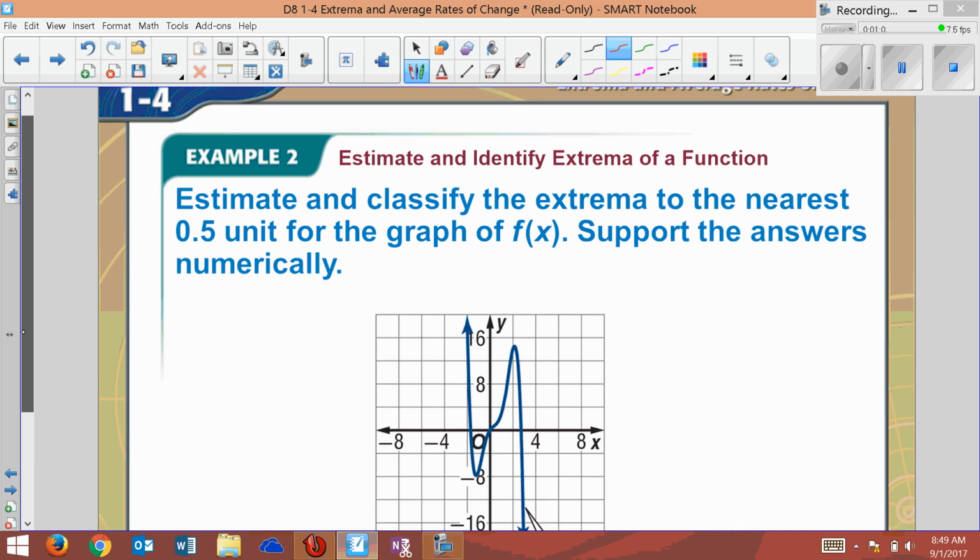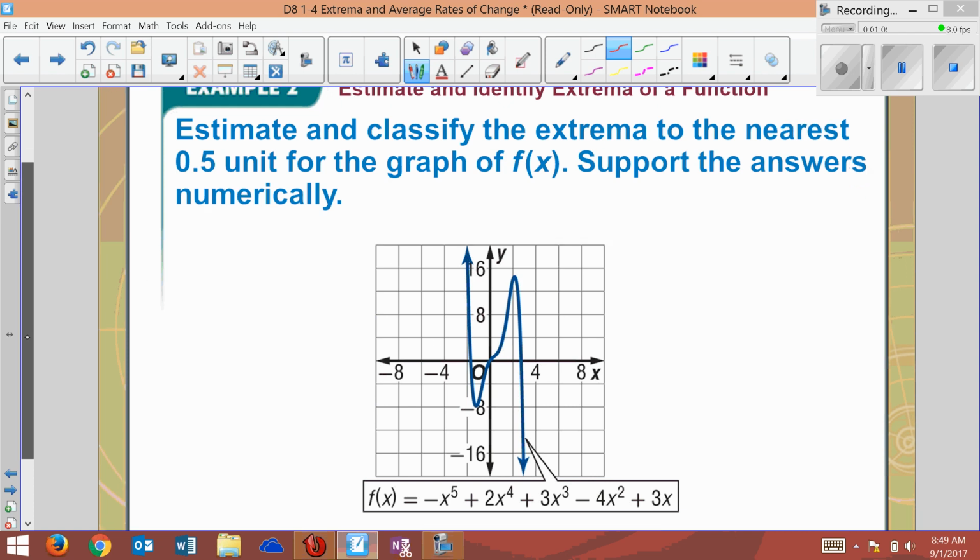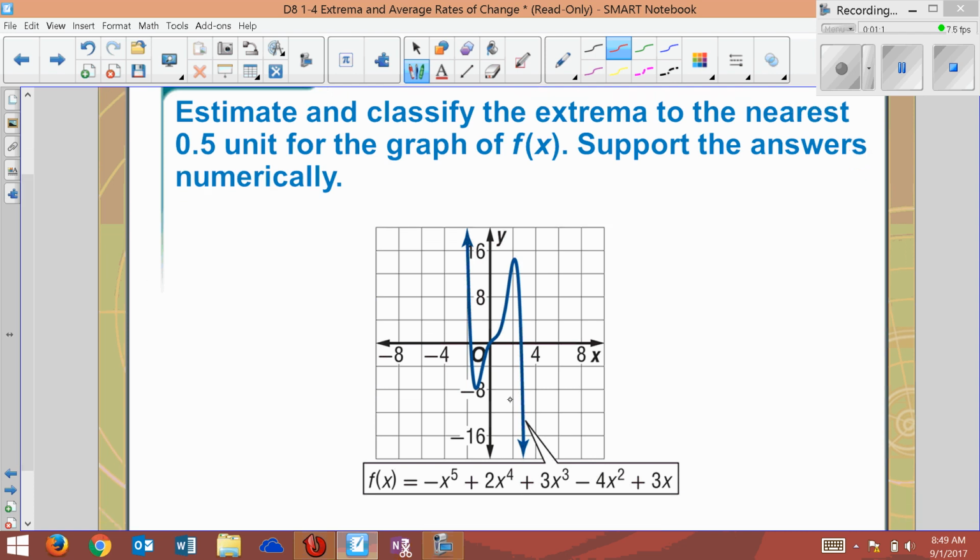So here it says, estimate and classify the extrema to the nearest 0.5 unit for the graph of x. Support the answers numerically. So there's a picture, and we're going to look for just where the graph either makes a valley or a hump. So this one has two. Has one here and has one here. Both these points are relative, not absolute, because the graph goes higher and it goes lower than those two points. So these are both relative.